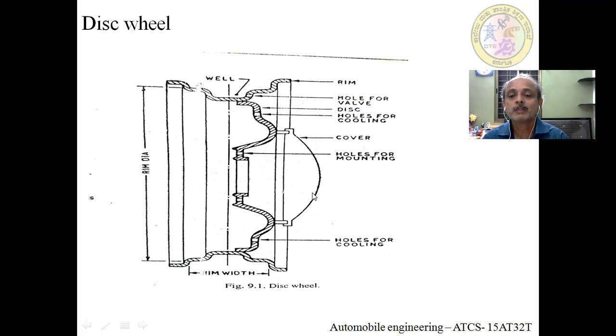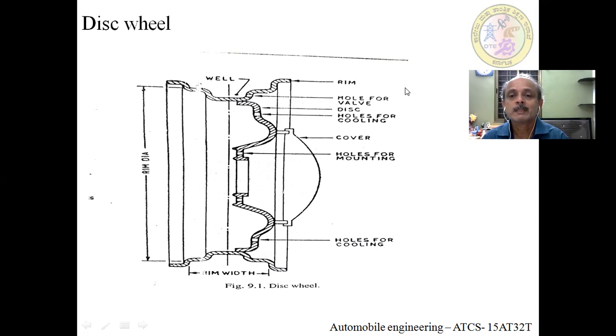And this outer part we can see is a cover for the disc, okay. It covers the nuts and bolts. And then there are again different holes, holes for mounting. Again at the bottom you can see the same holes for cooling, and then this is called the rim width, from this end to this end. The upper part is called the well.